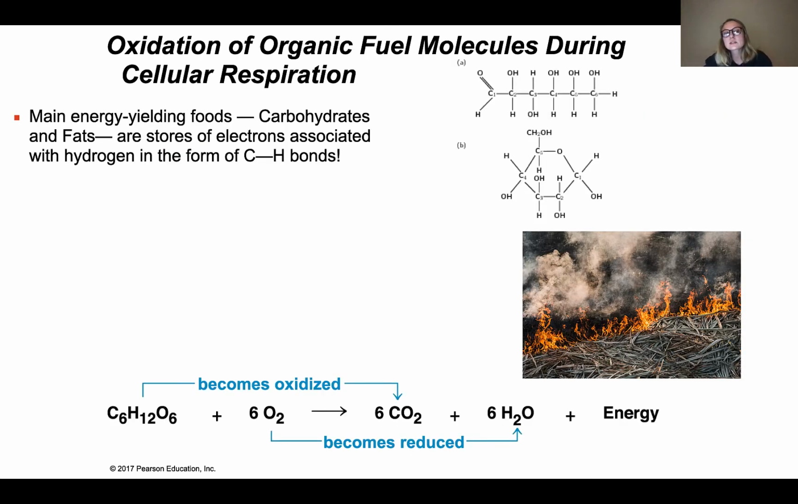So the foods that yield the most energy for us are carbohydrates and fats, and that is because they store a lot of electrons in between these carbon and hydrogen atoms.